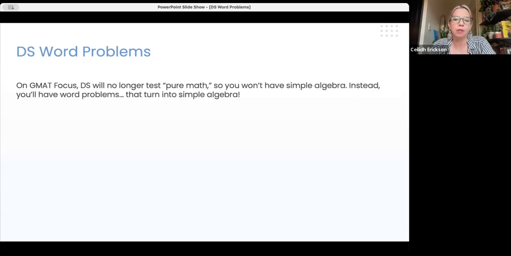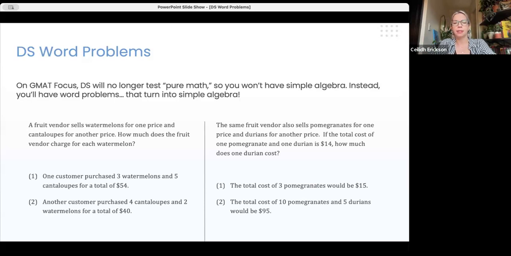So take a look at these 2 word problems and see how they would turn into systems of equations. And then if you want, DM me your answers, A, B, C, D, or E for each.